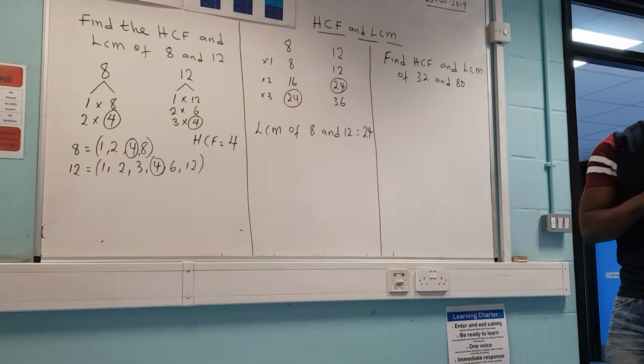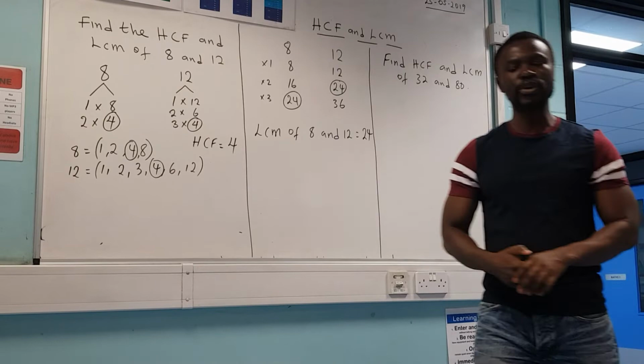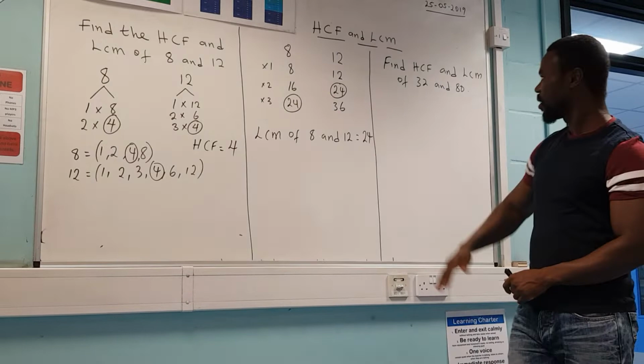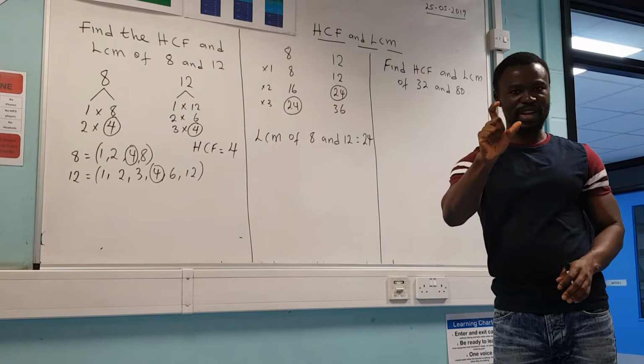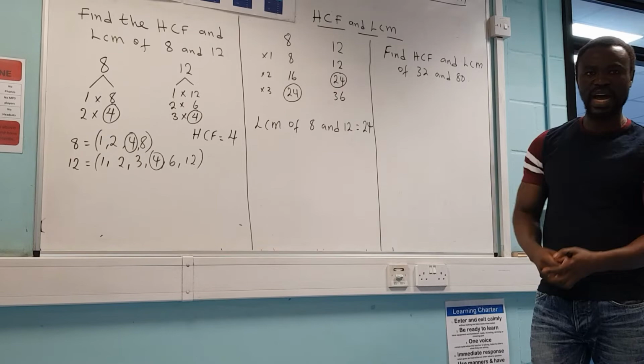Now, this one that I'm going to do is what we call the product of primes. It's a new topic that I will treat entirely differently. But product of primes means I'm going to write 32 using only prime numbers, and I'm going to write 80 using only prime numbers. So let's look at how we do that. Let's start off with the 32.